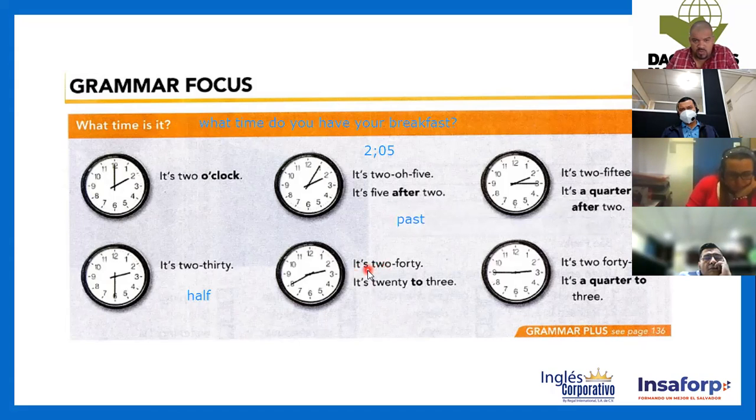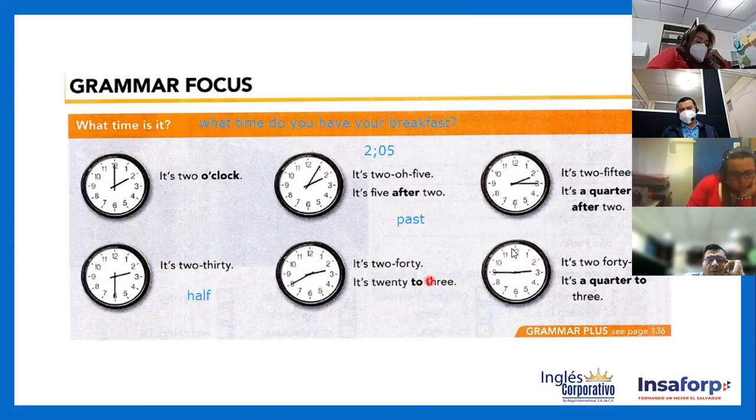Tenemos el siguiente ejemplo. It's 2:40. Son las 2:40. Esa es una forma, 2:40. Otra forma es utilizando el to para decir faltan 20 para las 3. Vamos a utilizar el to. Okay, then we have another way.